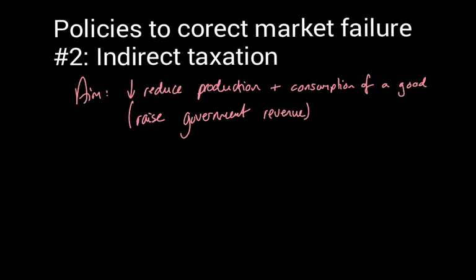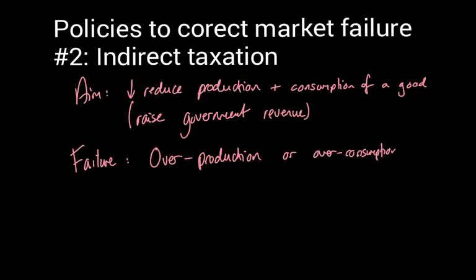So the next thing we need to do then is consider what sorts of failure we would attack with this policy. So if we've got indirect taxation and we're aiming to reduce production or consumption, that implies that we have a situation in the free market of overproduction or overconsumption. So what may cause each of those?